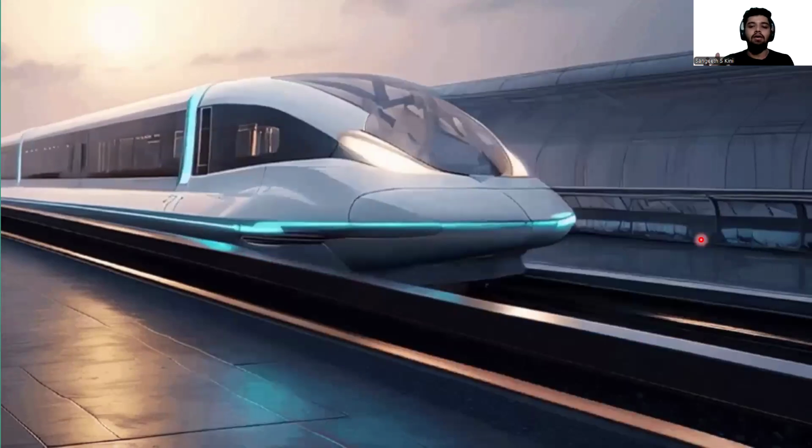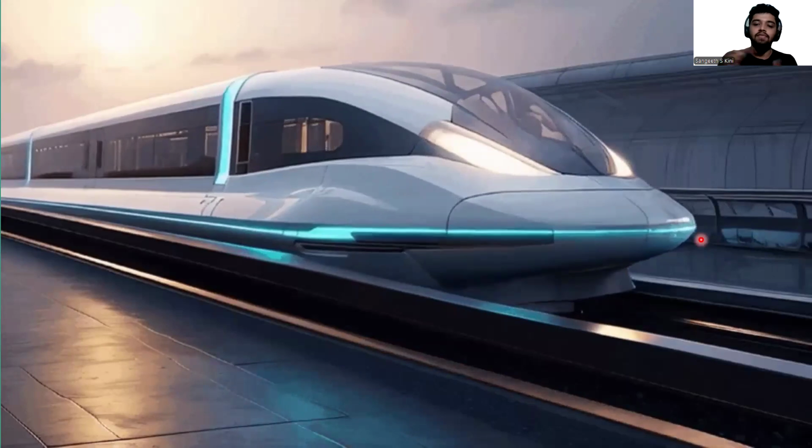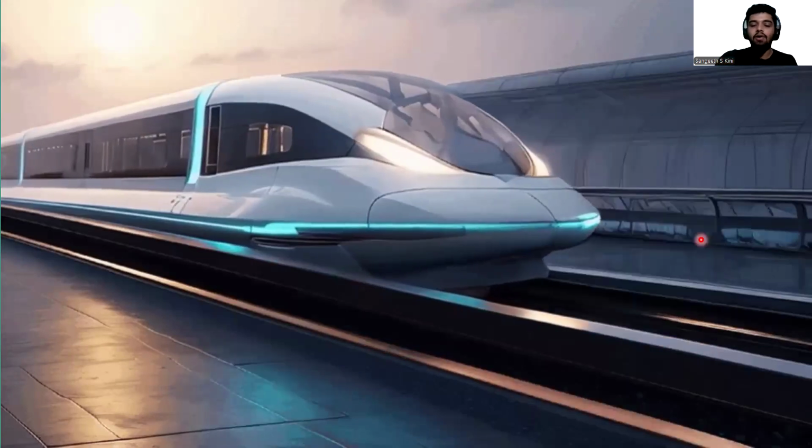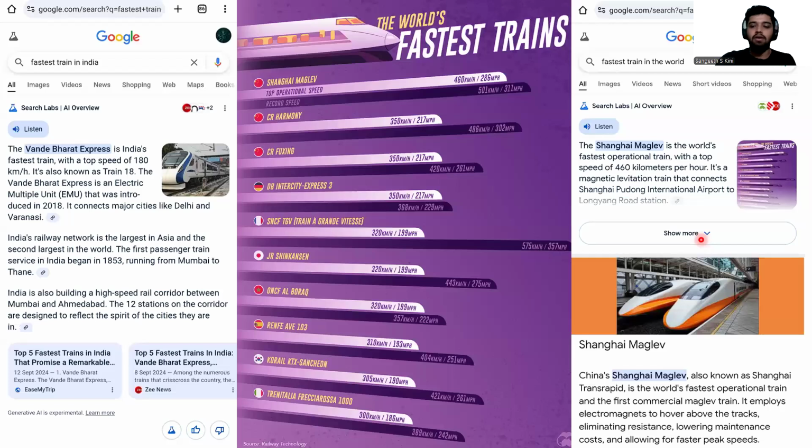I simply googled which is the fastest train in the world and which is the fastest train in India. The results are shown here. Which is the fastest train in India? All of you know that it is the Vande Bharat Express, right? It is India's fastest train with a top speed of 180 kilometers per hour, and it is also known as Train 18.